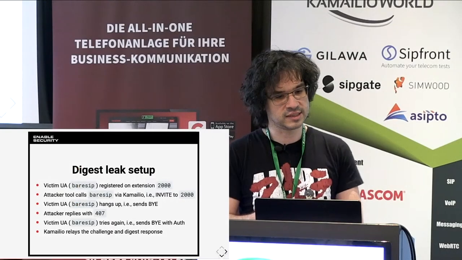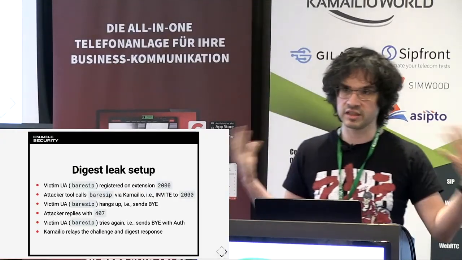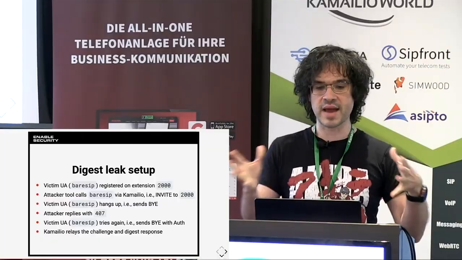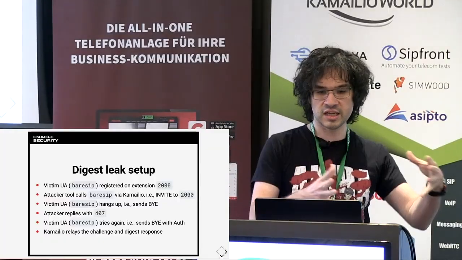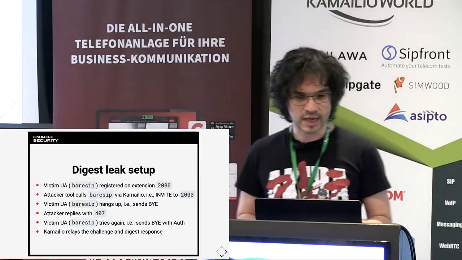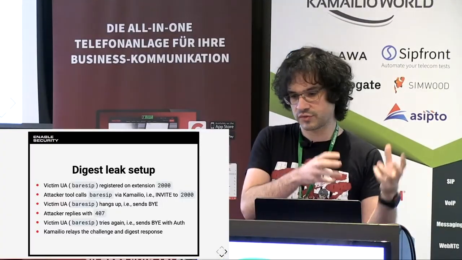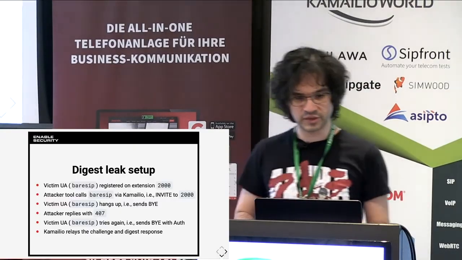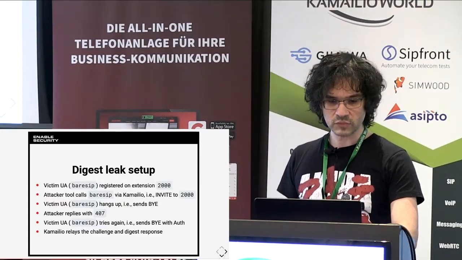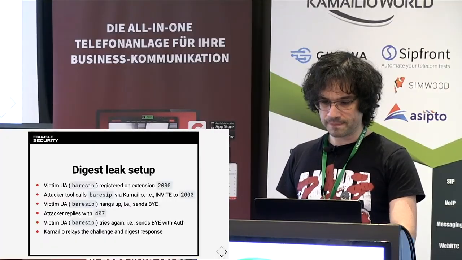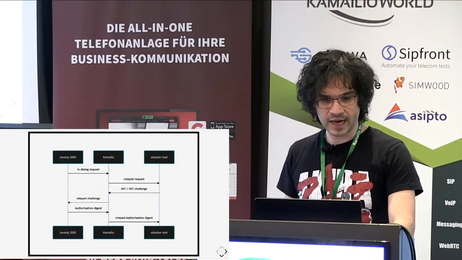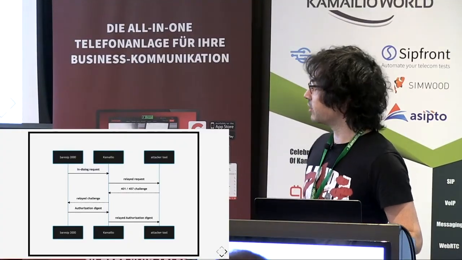And then the attacker replies with a 407 asking it to authenticate. And the main problem is here, right? Kamailio is relaying the challenge and the digest response to that challenge back to the attacker. So the challenge from the attacker to the victim is being relayed from Kamailio because it's configured in that way. All right. And because you like diagrams, I'm sure, this is how it looks. It makes it more clear.